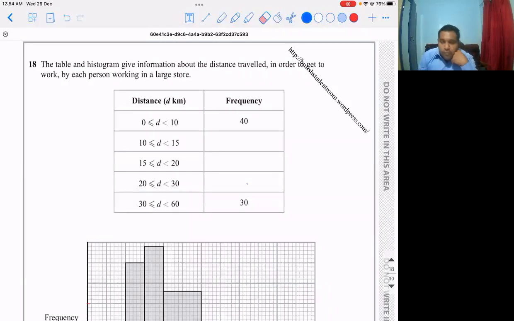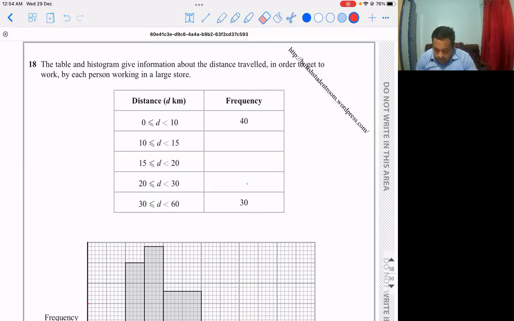Well, move to question number 18. So this is a question from histogram. Before doing this question, I just want to give you a fair idea. If you want to find something from histogram, always remember one thing: the area under histogram gives the frequency or the total number of things.